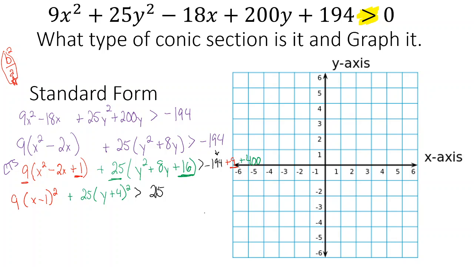Probably for upcoming years I'll change this just a little bit, because if I had made that negative 184, it would have been a lot easier problem to do. So now we're going to divide everything by 215. So we're going to get 9 times x minus 1 squared over 215 plus 25 times y plus 4 squared over 215 is greater than or equal to 1.